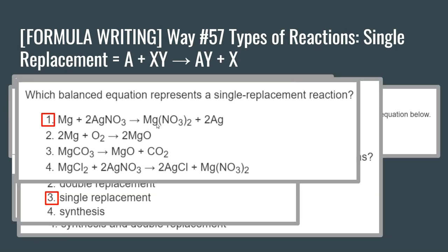So when it comes to way 57, remember that the third major type of chemical reaction is single replacement, and it always follows this pattern: A plus XY, where XY is a compound consisting of two elements, yields AY plus X, where A is taking the place of one of these elements present in the reactants to form a new product that consists of AY. And then out pops the item that was replaced, which is X.